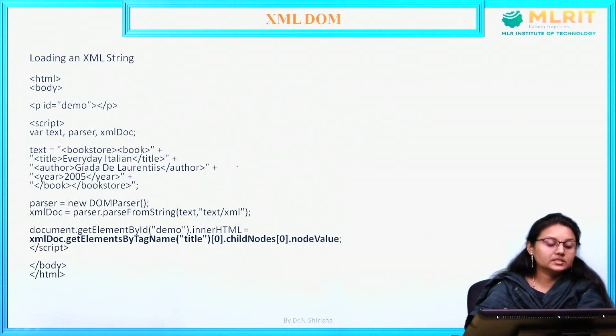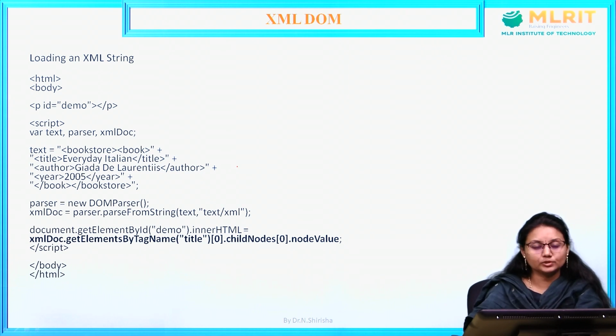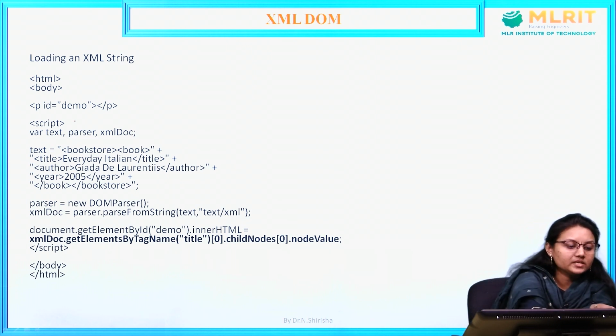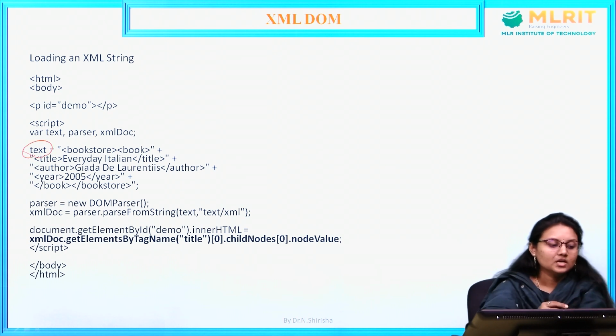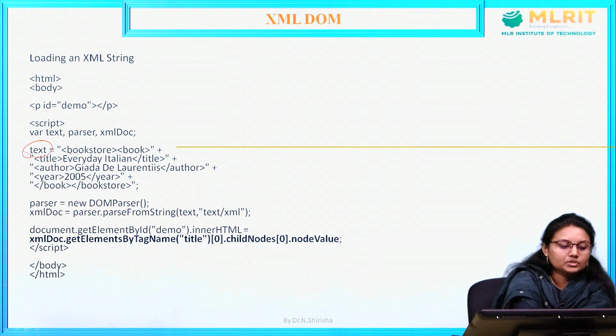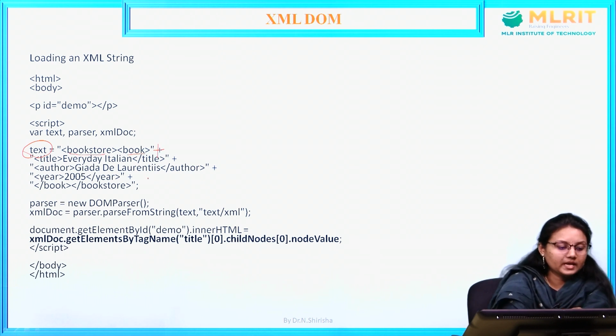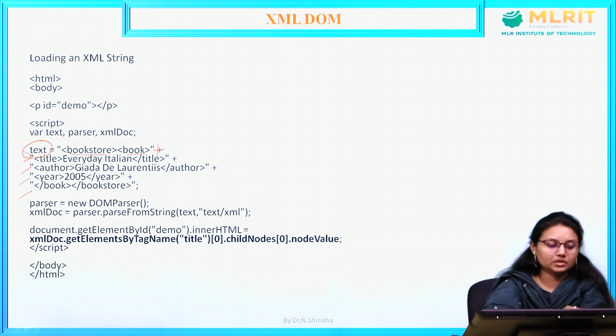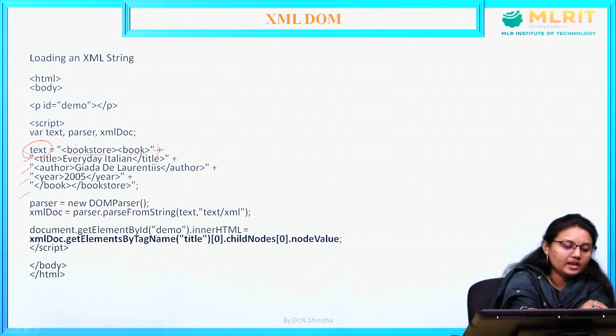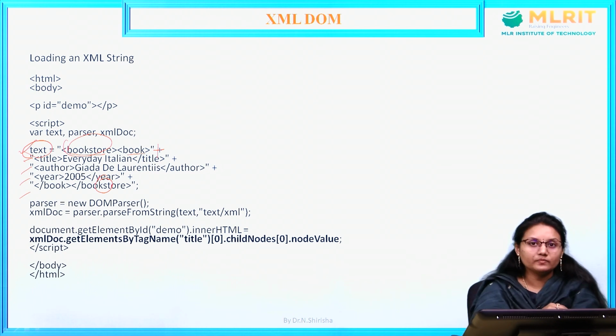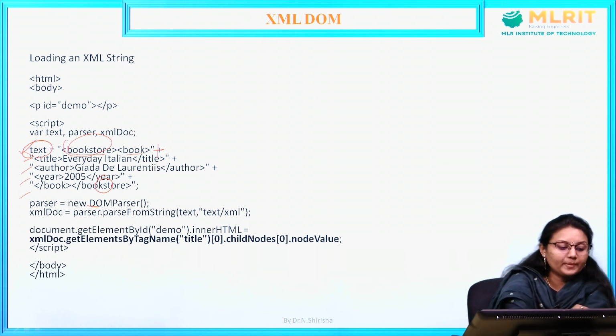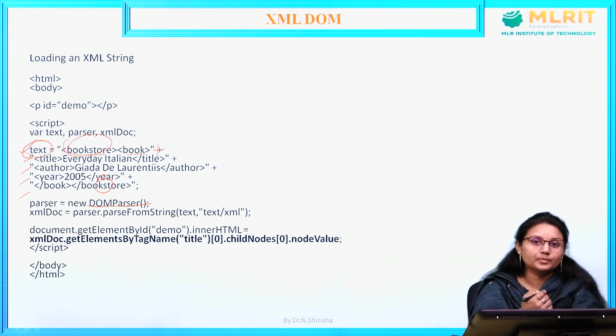And here this is the example of XML DOM, which is similar to the previous one that I have shown you. There we have loaded the XML, but here we are trying to create the XML content here only. So text is there. What are you passing to text? The bookstore, book, plus it is just concatenating title, author, year, book. So the entire bookstore along with the tags is there in my text. Now what I have to do? I have to parse. So DOM parser is used for doing parsing.